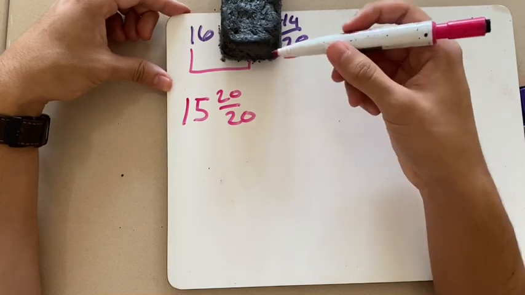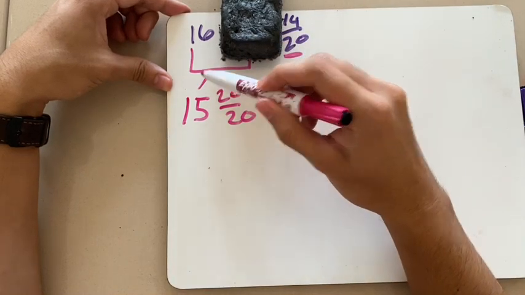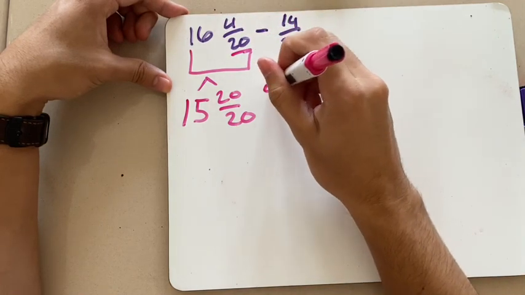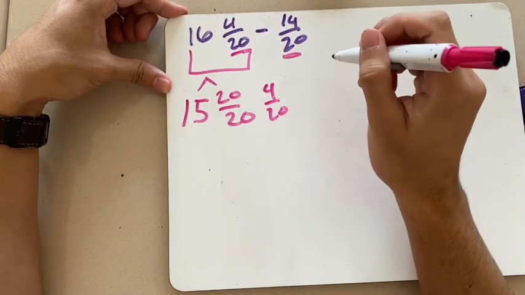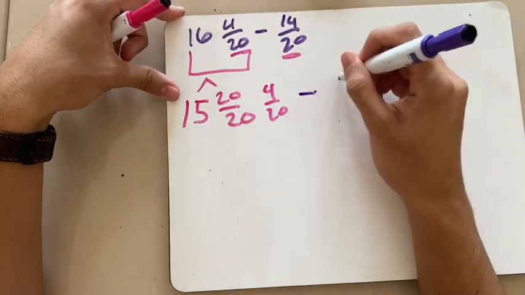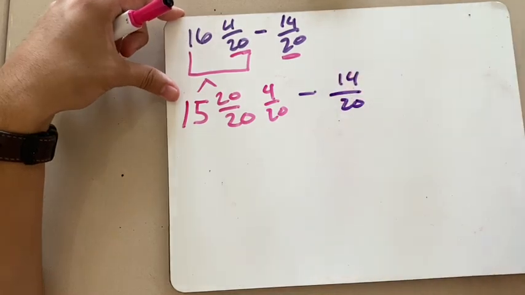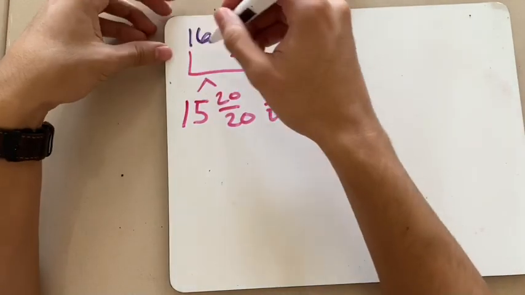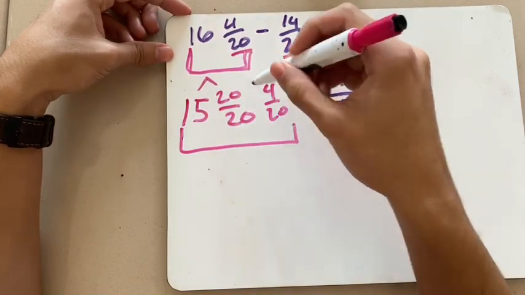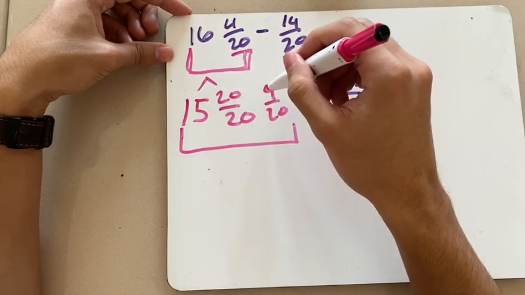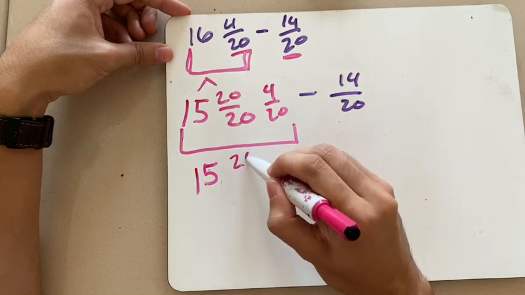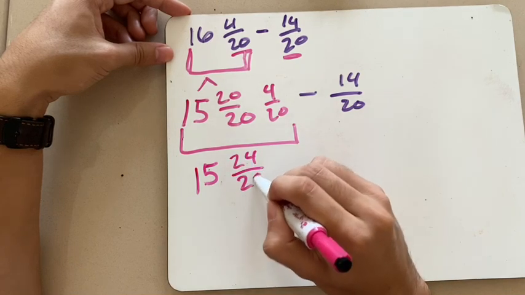We did these types of problems yesterday. This is the number bond way, right? And then let's go ahead and bring down our 4/20. Let's just put it right next to it, 4/20. And then I'm subtracting the 14, okay? Well, what do I notice? Since these are the same fraction, I could go ahead and combine 20 and 4. So then I will have 15 and 24 over 20.